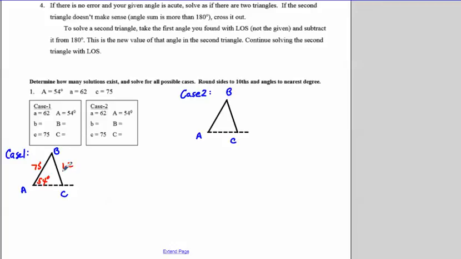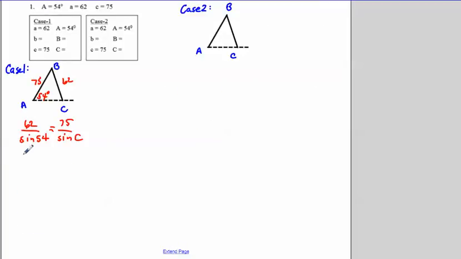So this is my given information. And if I use the law of sines, I can find the missing information. So I need to use the pair that they give me. They give me A and A. So I'm going to say side A, 62, over the sine of 54, that's A and A. That's going to give me side C, 75, over the sine of C. And if I cross multiply, I get, let's extend this, 62 sine C, this times this, equals this times this, 75 sine 54.